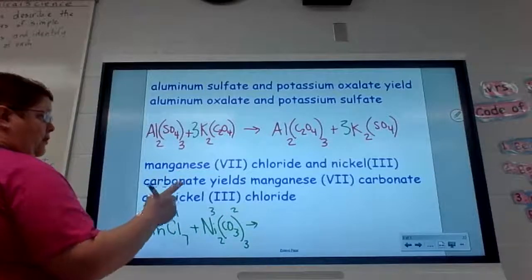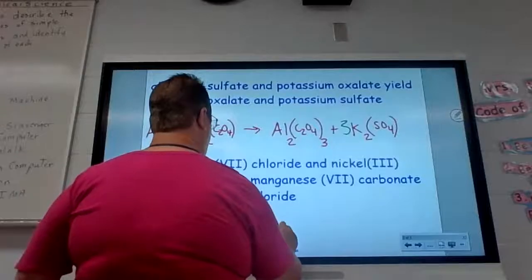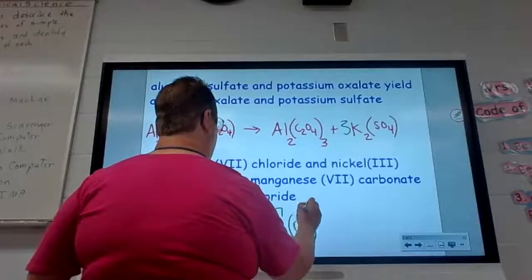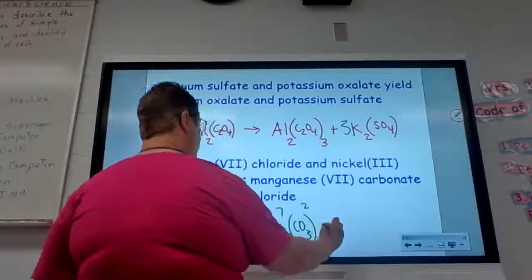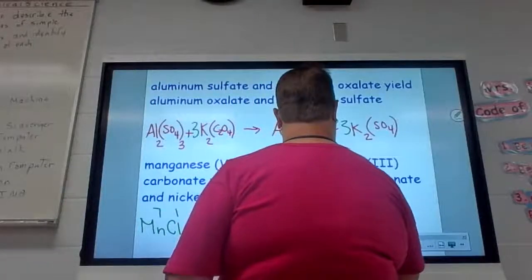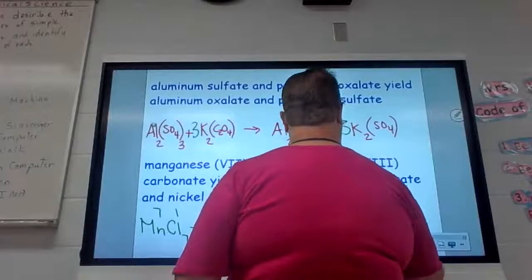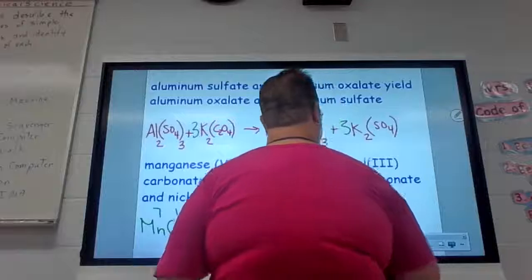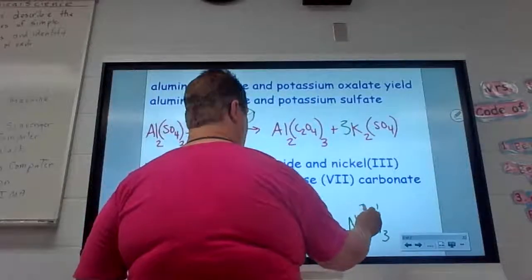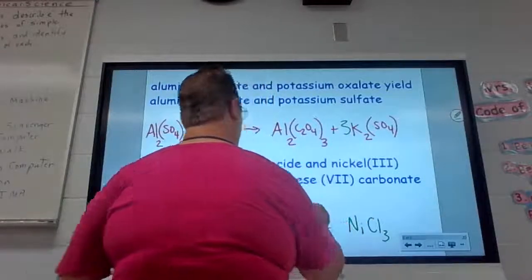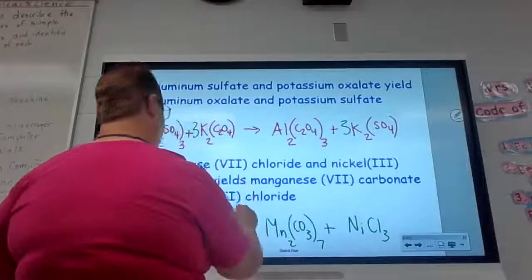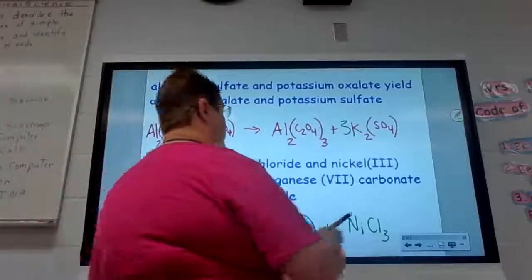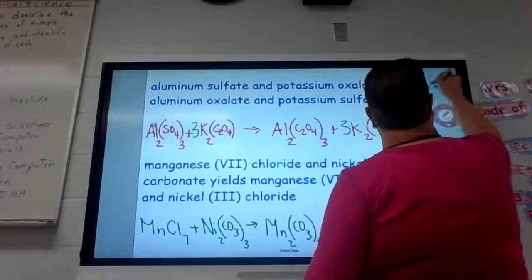Yields, what did they put first? Manganese 7. Manganese 7. Carbonate has a 2. And then plus nickel 3. Oops, I don't need parentheses for chlorine. Chloride. All right, so now that I've crisscrossed everybody, get rid of those. And balance. All right, who do we want to balance first?